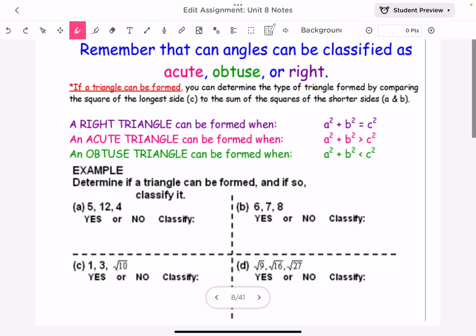Okay, this is the part that is not hard, but it will get missed. So let me kind of talk through it. So we know that if we have a right triangle, that means a squared plus b squared equals c squared.